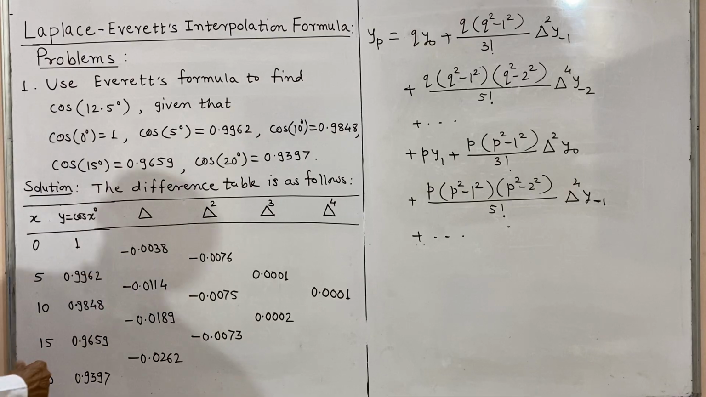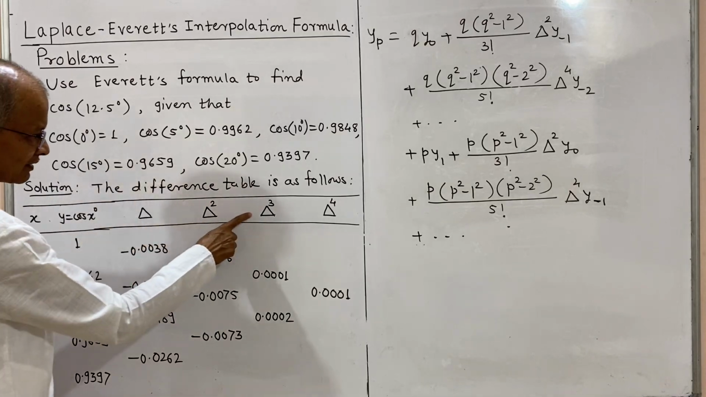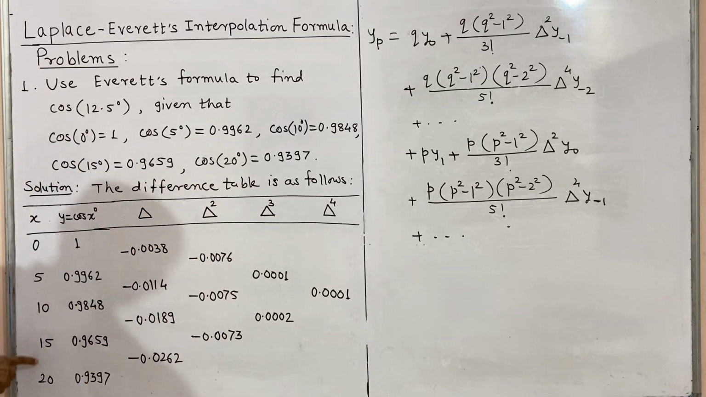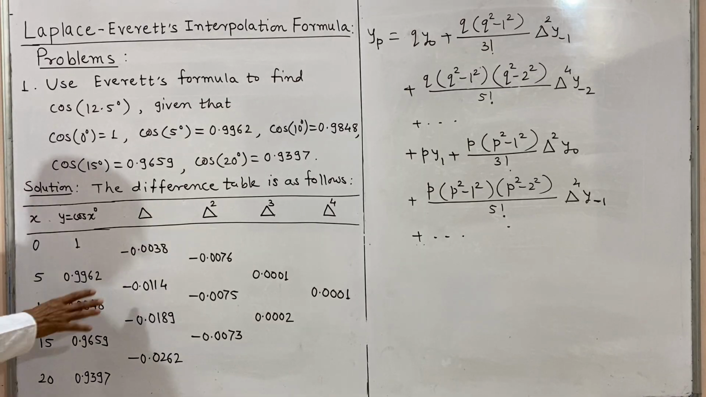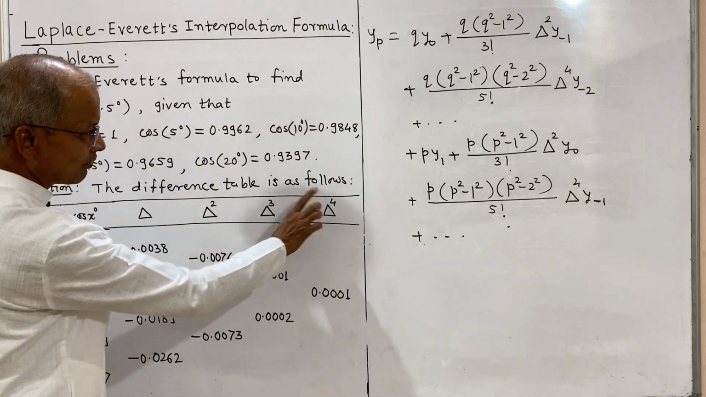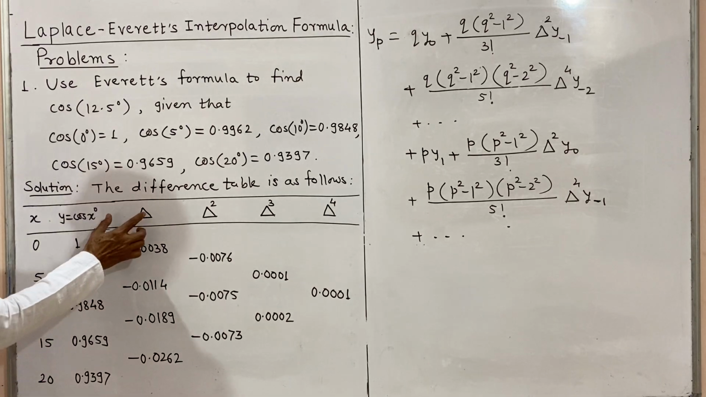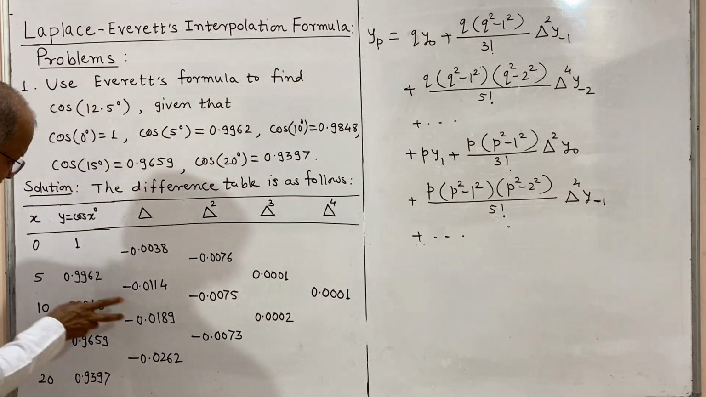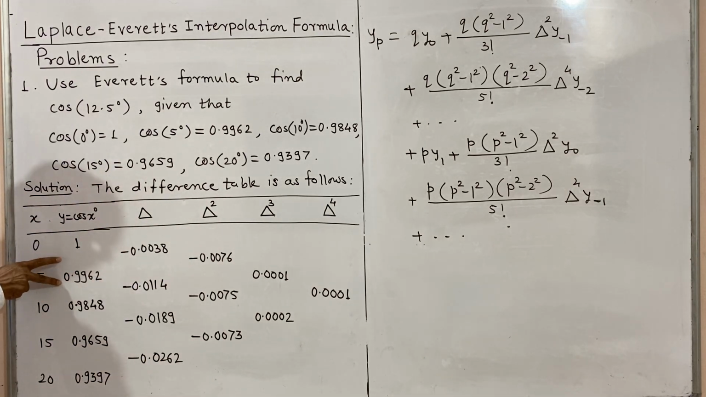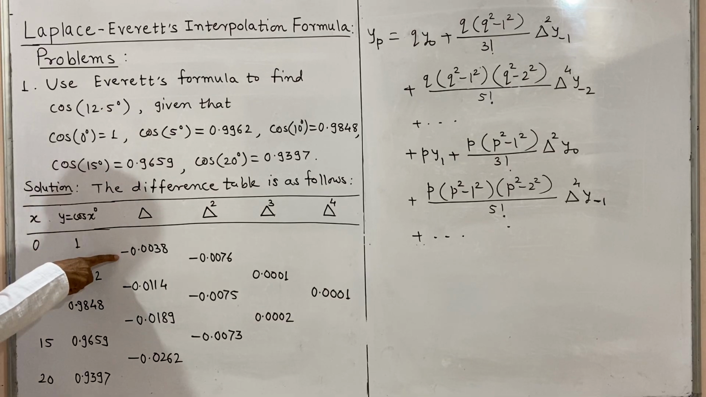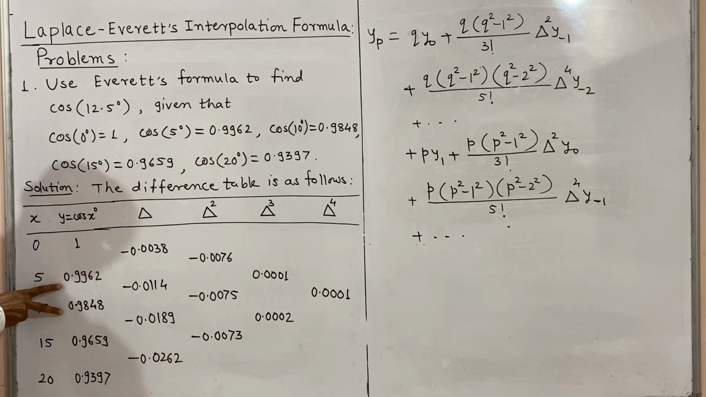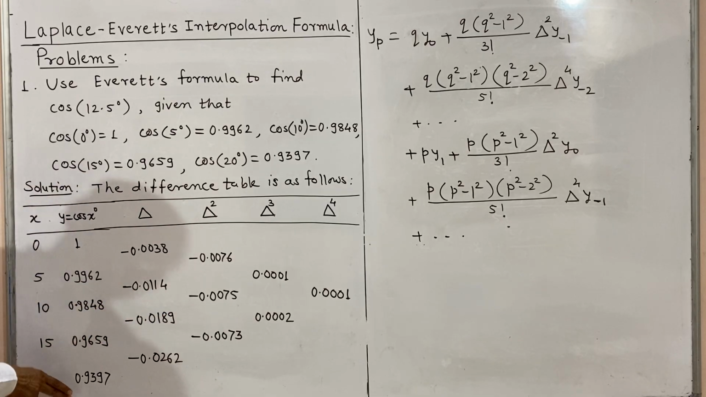Now further the table is constructed: first difference, second, third and fourth difference, because there are 5 data points given and therefore we need to construct the table up to fourth order difference. And this delta is obtained as usual, the difference of these two values: from this below value, the previous value which is 1 is subtracted, and it is a negative difference. In this way we have written the first order differences.